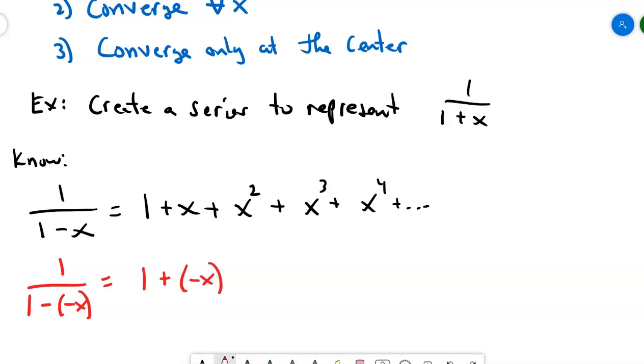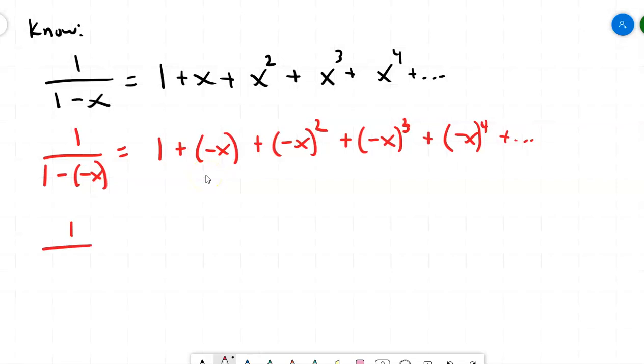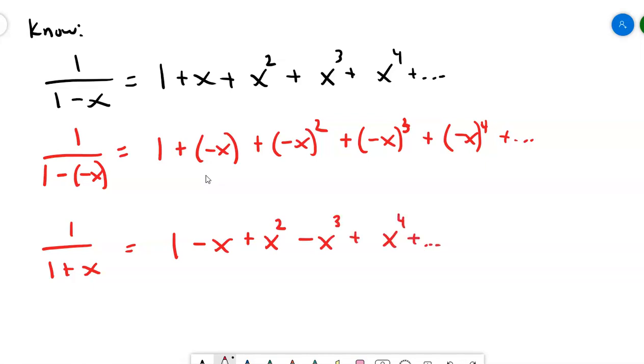So now instead of my ratio being x, now my ratio is negative x. So I'm going to take all those x's that I had, and I'm going to replace them with negative x's. That should be negative x to the third, negative x to the fourth, and so forth. Let's move this up for just a second and simplify. If I simplify the left-hand side, I'll get 1 over 1 plus x. On the right side, I'll get 1 minus x. Now, when I square the negative, I get a positive. So I get plus x squared, then I get minus x to the third, then I get plus x to the fourth. So this thing is alternating.